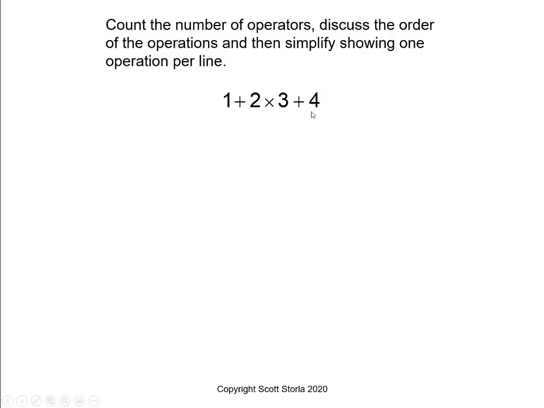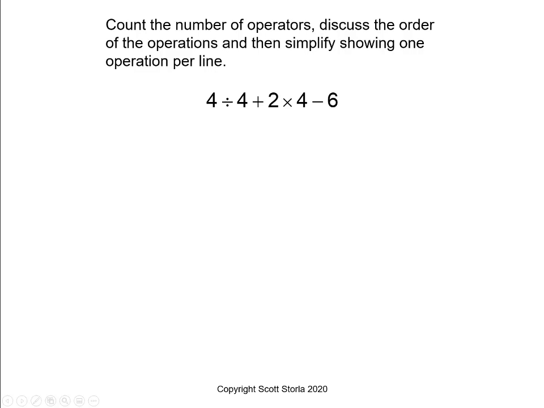If I was going to do this problem, for instance, I would notice I have 1, 2, 3 operators. I have 2 additions and a multiplication. The right order would be to multiply first and then to add left to right. So 2 times 3 gives me 6, and then 1 plus 6 gives me 7, and then 7 plus 4 gives me 11. And of course you could just go 1 plus 6 is 7, and then 7 plus 4 is 11, and go right to the end. I tend to put in every single step so that I don't lose anybody.